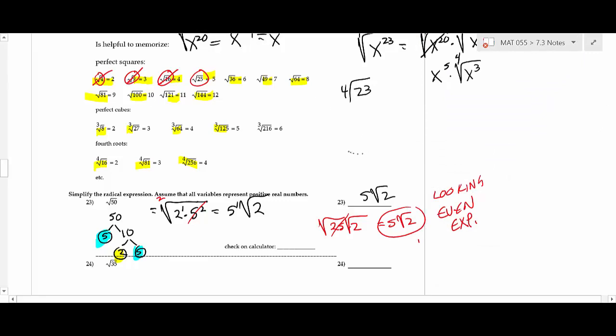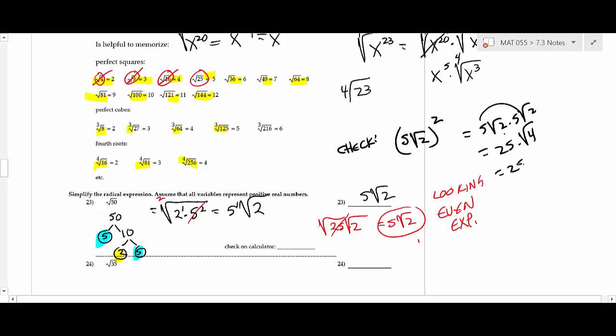The other way that you can check, and this is worth writing, so as we get to our third test, I always have you check your answer on this for an extra half of a point. Well, what do you do? You just take your answer and you square it, because that's how you check a square root: you multiply your answer by itself. So if you did this, look what would happen. You would have 5 radical 2 times 5 radical 2. 5 times 5 is 25. Square root of 2 times square root of 2 is square root of 4, which is going to be 2. 25 times 2 is 50. You're back to the beginning.